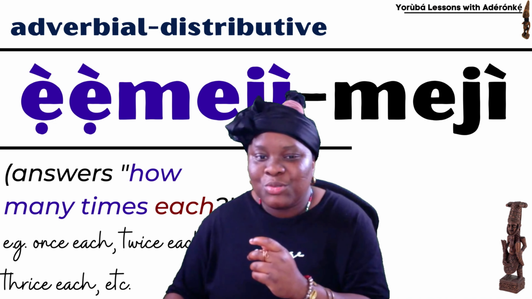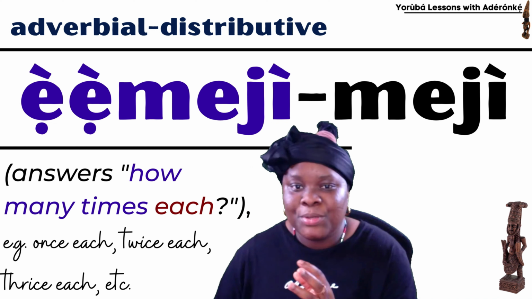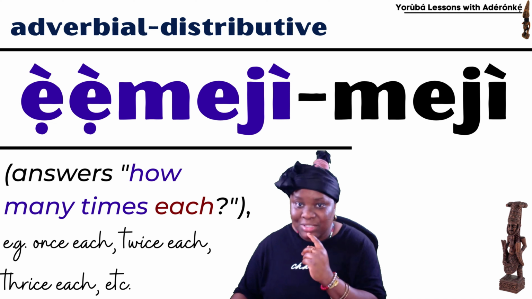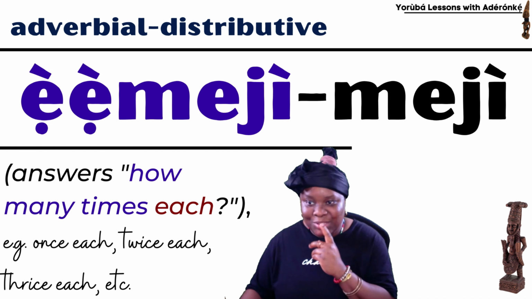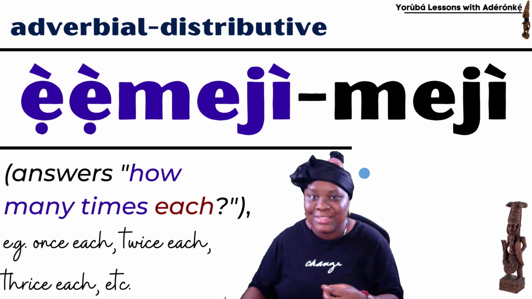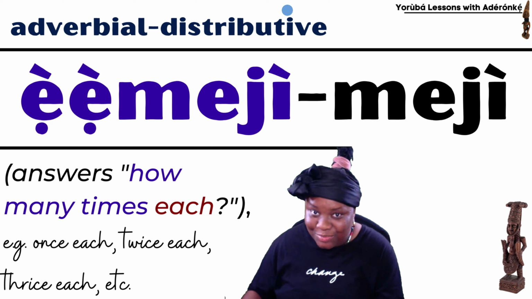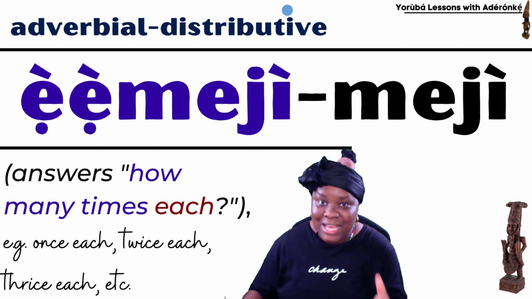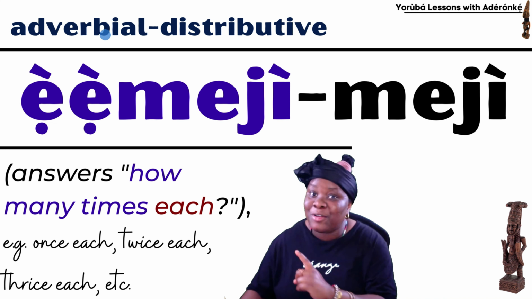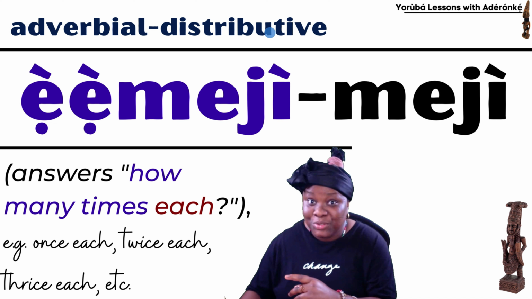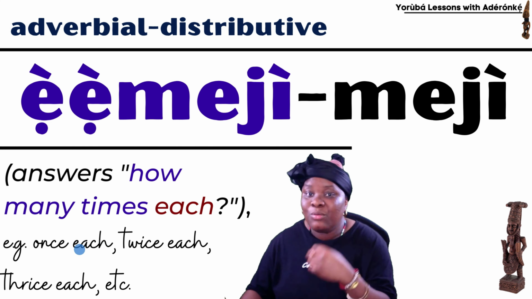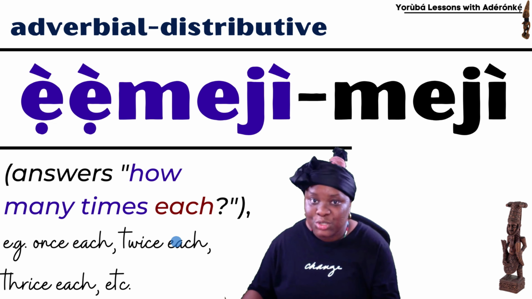If you want to express the adverbial distributive form, which would answer the question, how many times each? You have how many each, which is the distributive. You have how many times, which is the quality, the circumstance, the manner, so the adverbial. And you have the distributive, which is the each part of it. So how many times each? Is it once each, or twice each, or thrice each?